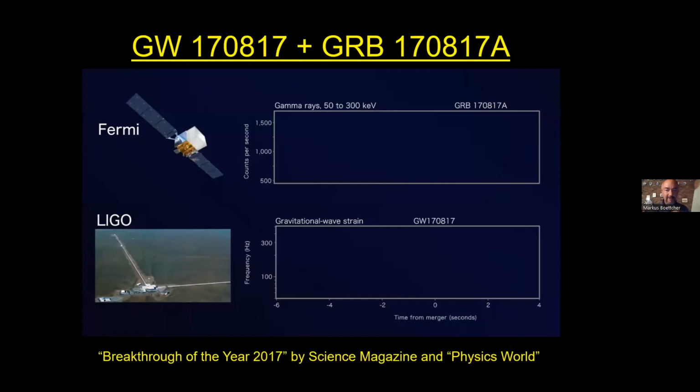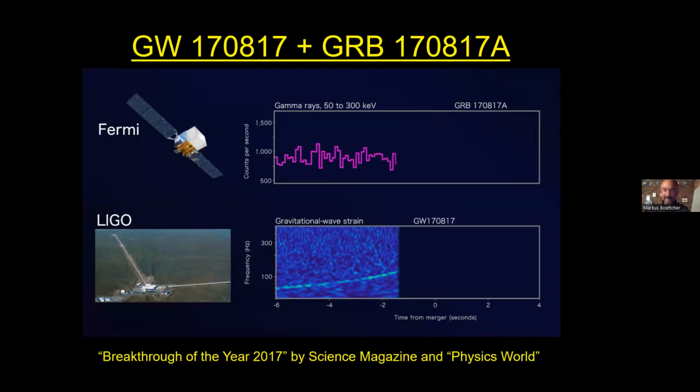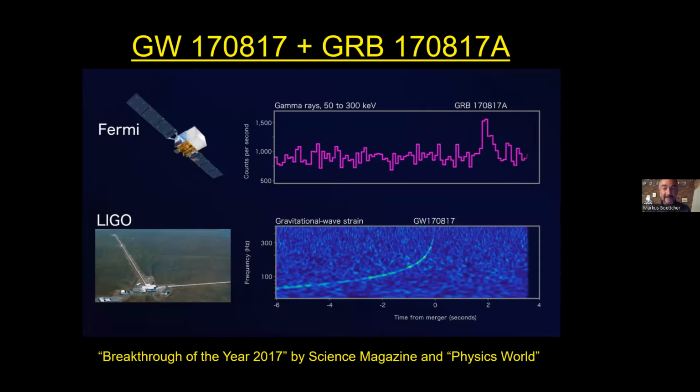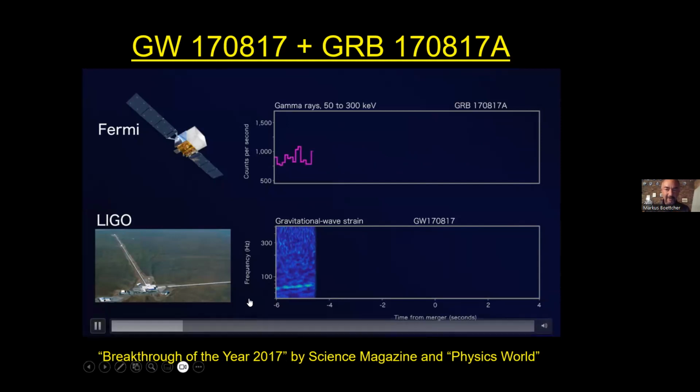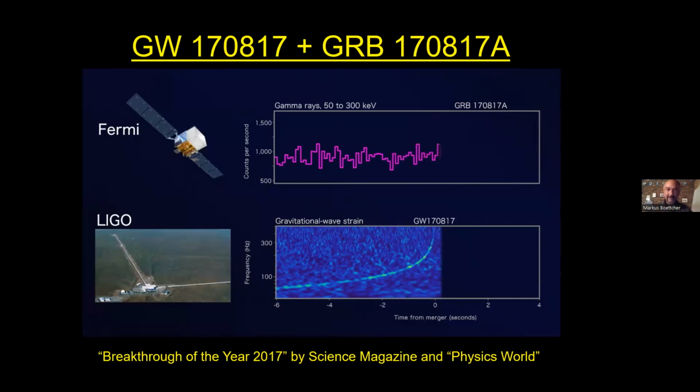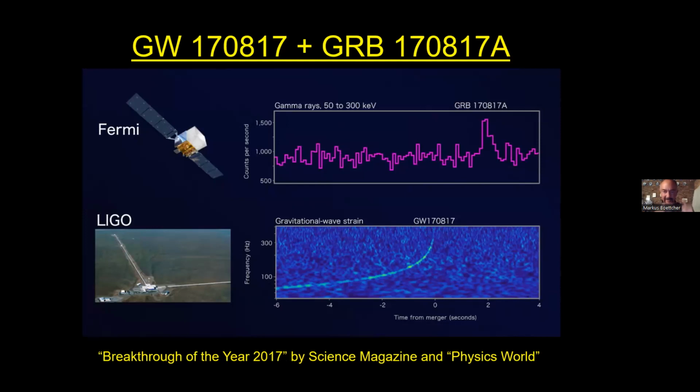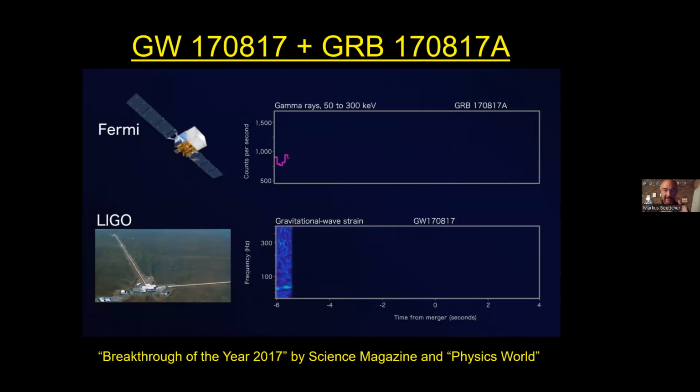And another really big breakthrough, called the breakthrough of the year 2017 by Science Magazine and Physics World, was in fact this discovery that there was a neutron star merger seen in gravitational waves. So you see down here below the gravitational wave signature detected by LIGO in the US. You can see the frequency of these gravitational waves getting higher and higher as they merge closer and closer. The orbit gets faster and faster until the merging actually happens.